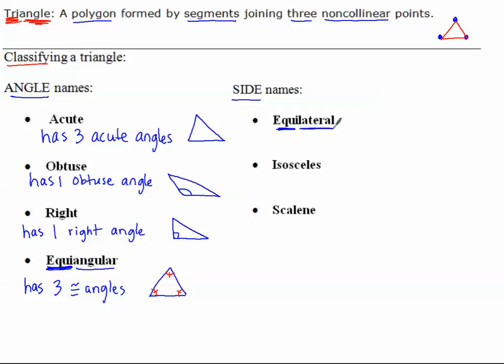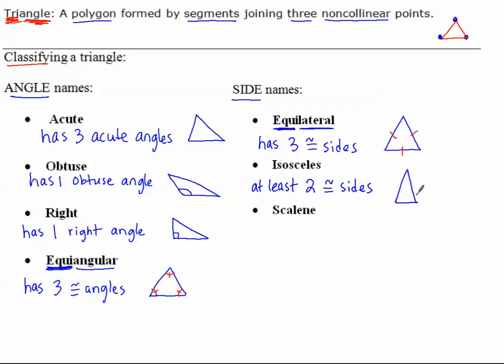Equilateral. Lateral refers to the sides. Equi, again, for equal. So equilateral has 3 congruent sides. And we can draw that, again, the sides all trying to look congruent, and put congruent marks through the sides. An isosceles triangle has at least 2 congruent sides. So when I draw it, I try to make it look like 2 sides are congruent, and I put congruent slashes through 2 of those sides.